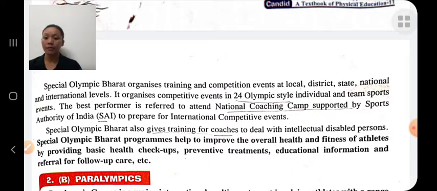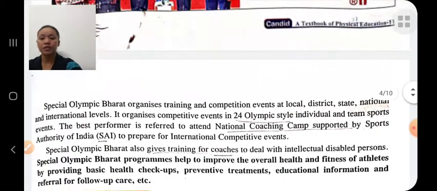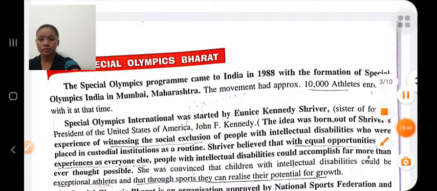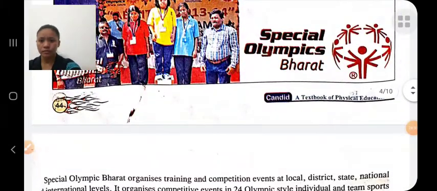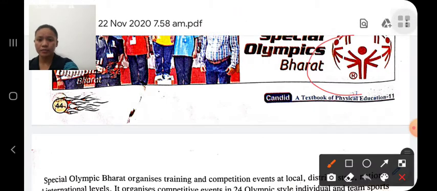The Special Olympic Bharat program helps to improve the overall health and fitness of the athletes, the divyang persons, by providing proper health care, proper medical checkups, proper treatment, educational information, referrals for follow-up care, etc. This is the Special Olympic program which helps to improve the overall health and fitness of the athletes. This is about the Special Olympic Bharat. And this is the symbol of Special Olympic Bharat.